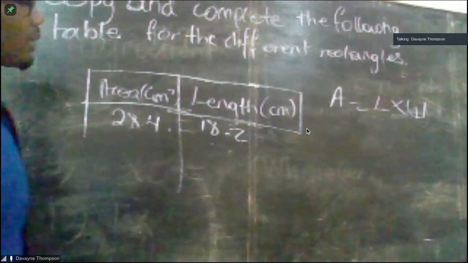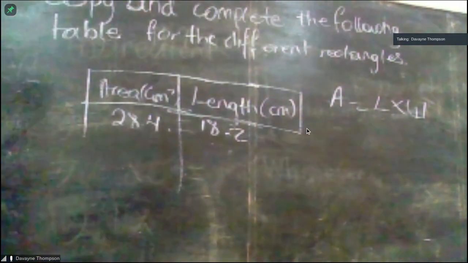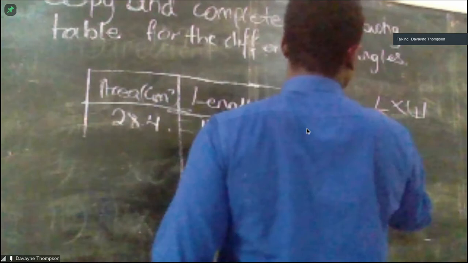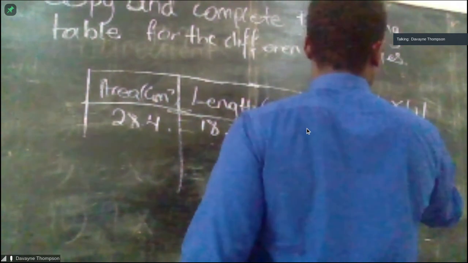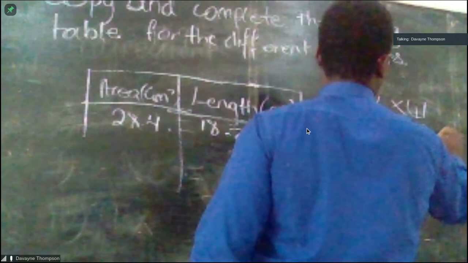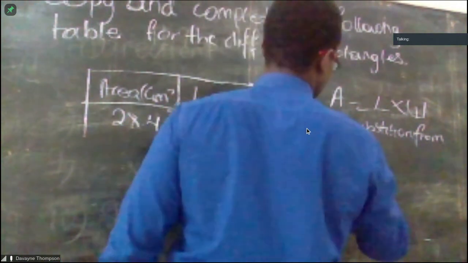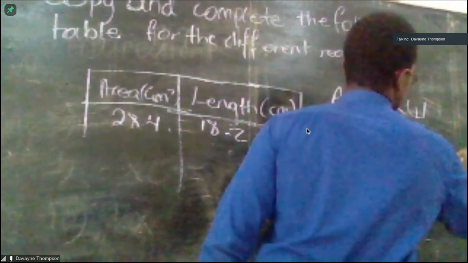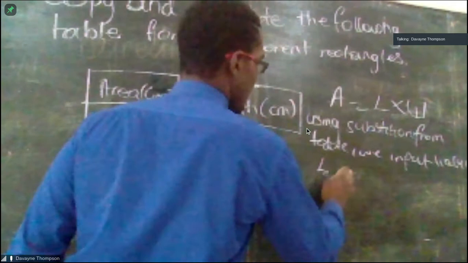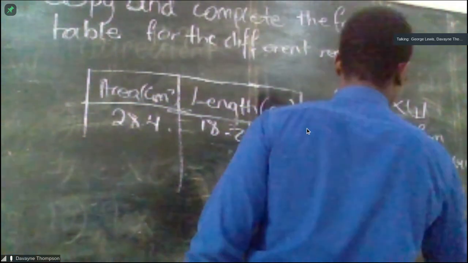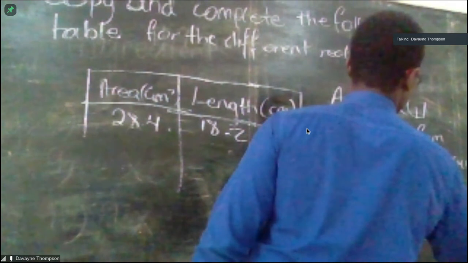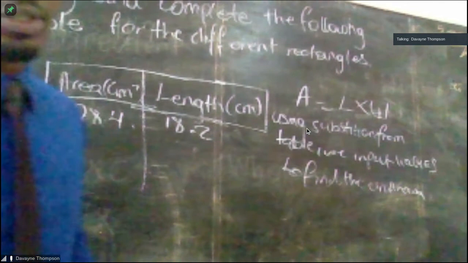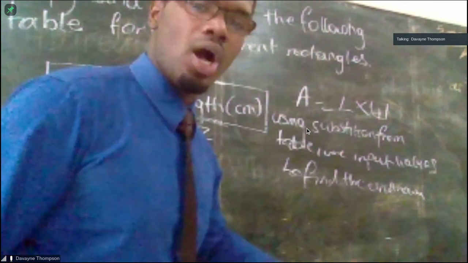Area is 28.4. So we're going to replace. So we're going to say using substitution. Put that up in. Using substitution from table, we input values to find the unknown. You guys remember linear equations, right? We did that last time. We're going to find the unknown. So my question to you is, Aliana, what's the unknown here? What would you call X as the unknown?